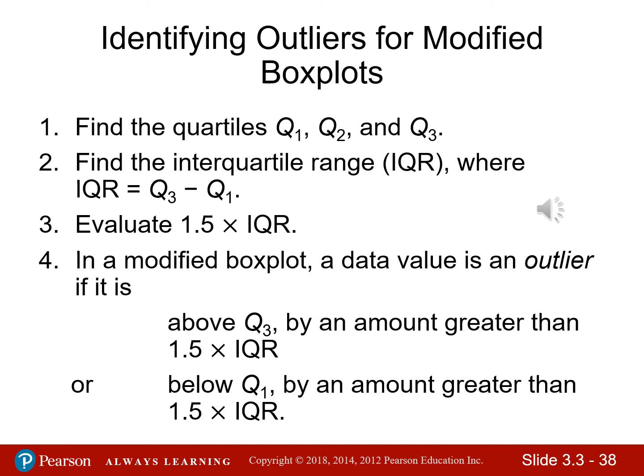First, we find the quartiles Q1, Q2, and Q3. Second, we find the interquartile range, where the interquartile range equals the third quartile minus the first quartile. Third, you evaluate 1.5 times the interquartile range. And finally, in a modified box plot, the data value is an outlier if it is above the third quartile by an amount greater than 1.5 times the interquartile range, or below Q1 by an amount greater than 1.5 times the interquartile range.